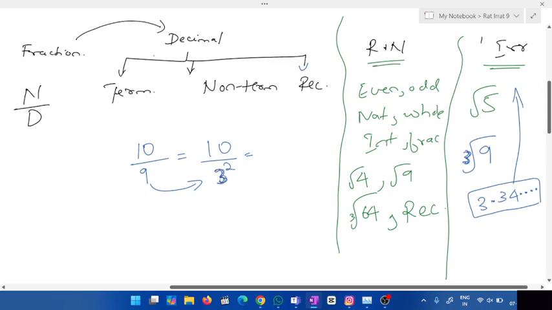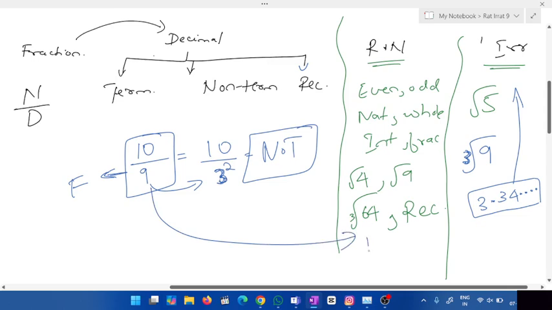3 is not 2 or 5, right? Only 2 and 5 will be terminating, students. So 10 divided by 3 square will be non-terminating, correct? Non-terminating. But how is this given? Is it given in decimal type or fraction type? 10 by 9. Fraction. Therefore, you shouldn't convert into decimal. Whenever a fraction is given, this is a rational number. 10 by 9 is rational.